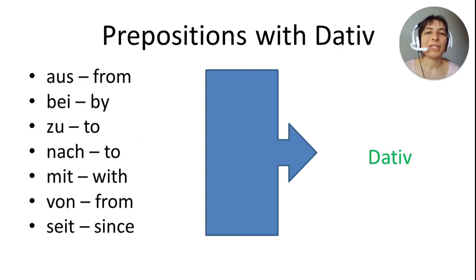Some prepositions with dative: aus, bei, zu, nach, mit, von, seit.